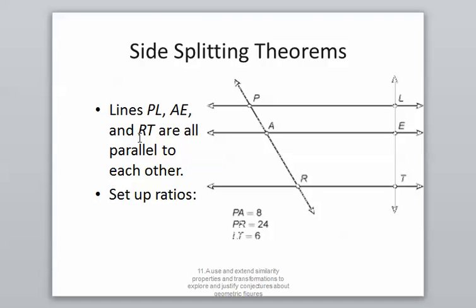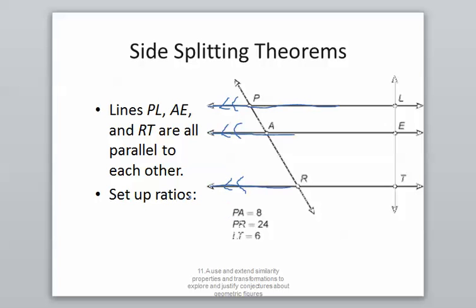So this is one of the questions that you might see that deals with the side-splitting theorem. It says that PL, well, where's PL? PL is this line right here in blue. PL is parallel to AE, that'd be this line right here, and to RT. They're all parallel to each other. One way you might see that if they didn't want to give you this information, they would draw arrows like this on it. Okay? And that would show you that all three of them are parallel to each other.